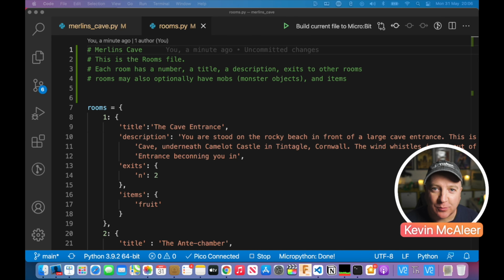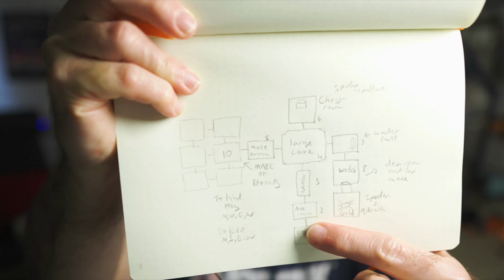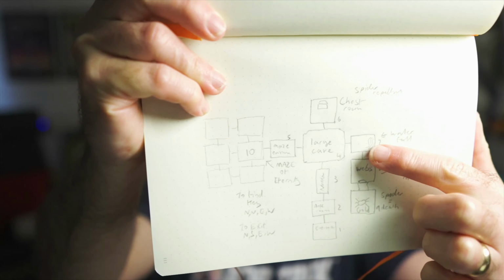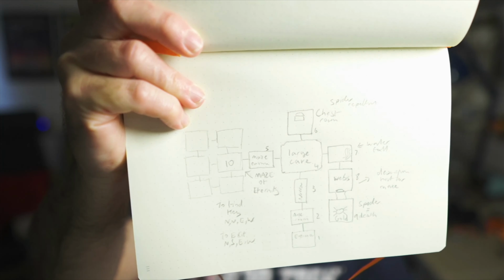So this game is made up of two files. The first file is the rooms file, and this is where we're going to store all the details about the map and the rooms. I've mapped out the adventure here. At the bottom we've got an entrance, we've got some rooms, and the rooms are connected to each other. Each room has got a number on it as well. So there are 10 rooms in total.